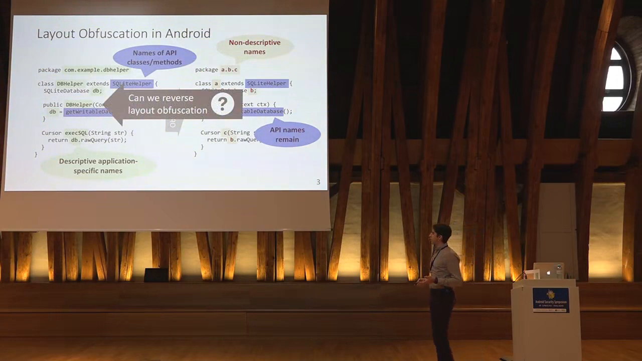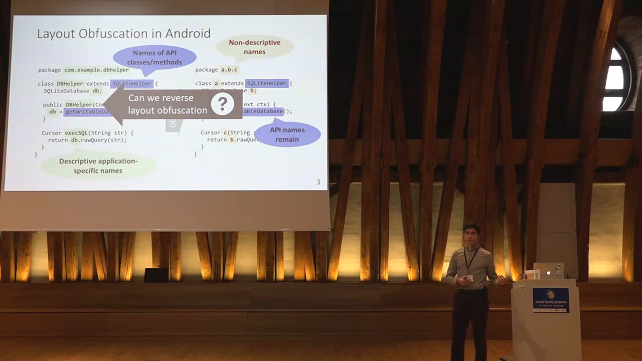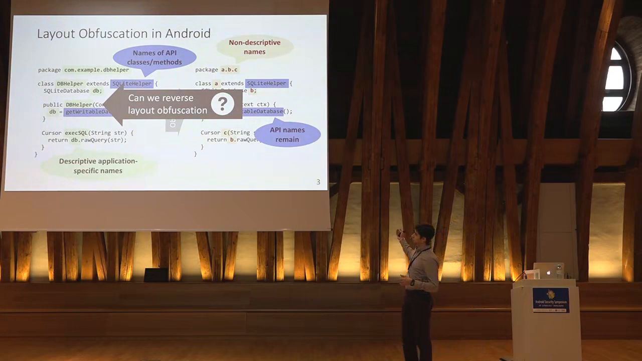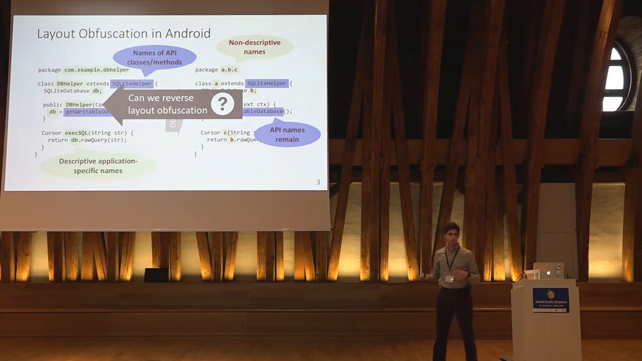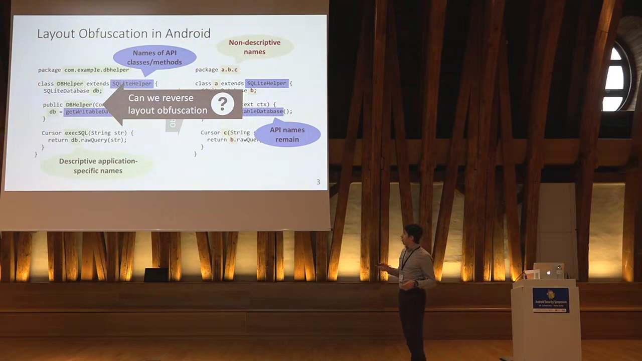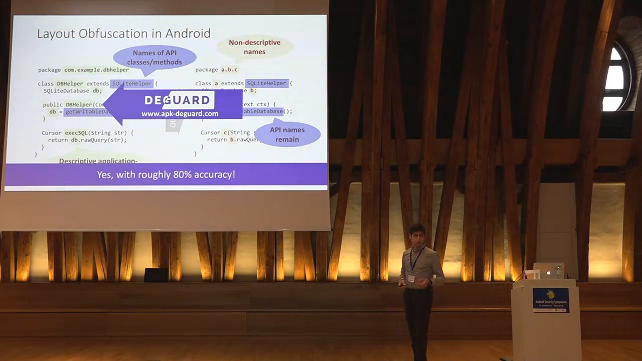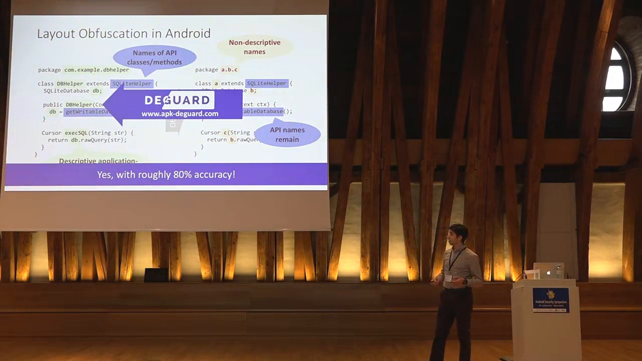So the central question that we ask in this work is, can we reverse this process? Can we go from the obfuscated code and produce the code that the developer originally wrote? Intuitively, it's a very difficult task, right? Because once the names are removed from the source code, how are we going to find out what they were in the first place? However, we show that this is possible. To show this, we built a system called dguard. This system is publicly available, and you can check it out at apkdguard.com.